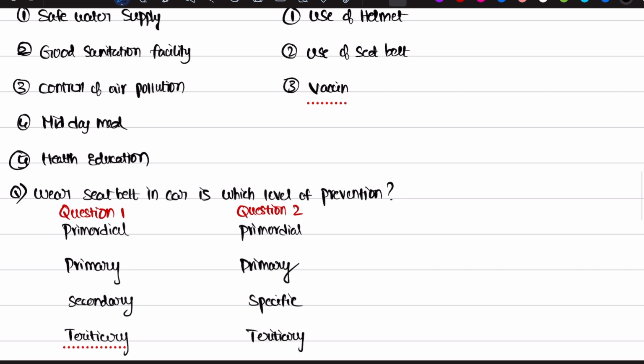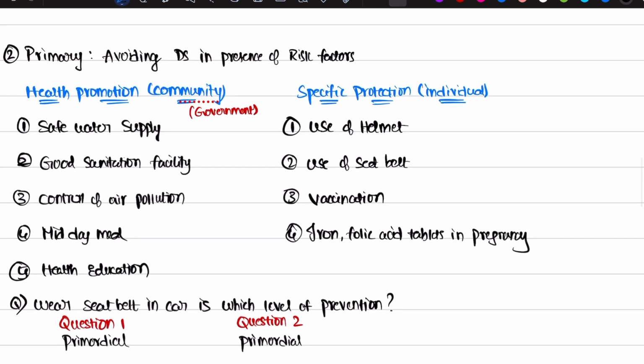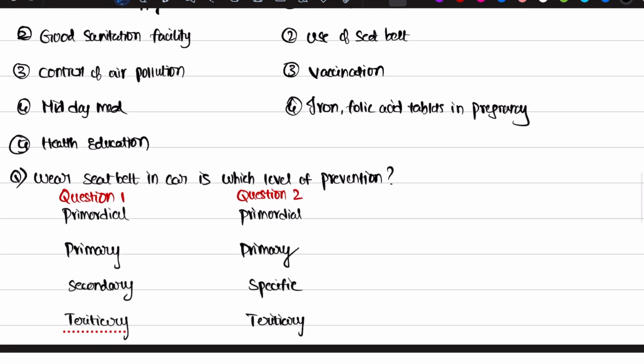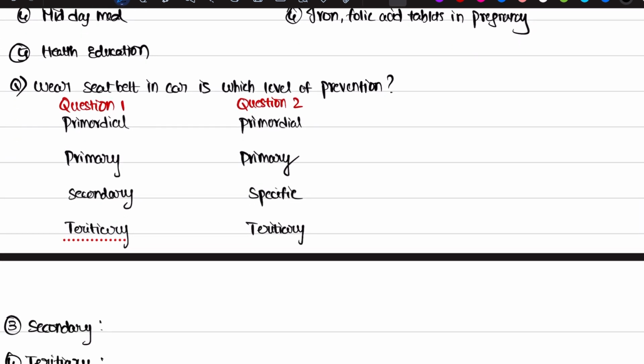Okay. Here the vaccination and iron, folic acid tablets in pregnancy. So these are the examples coming under the primary level of prevention. Okay. So here one small question is there. I hope I have told you already. So wear seat belt in the car is which level of prevention? This is the first question. In the first question, you have 4 options. You need to choose one of them. Try to answer this question as soon as possible. I'm giving you 20 seconds.